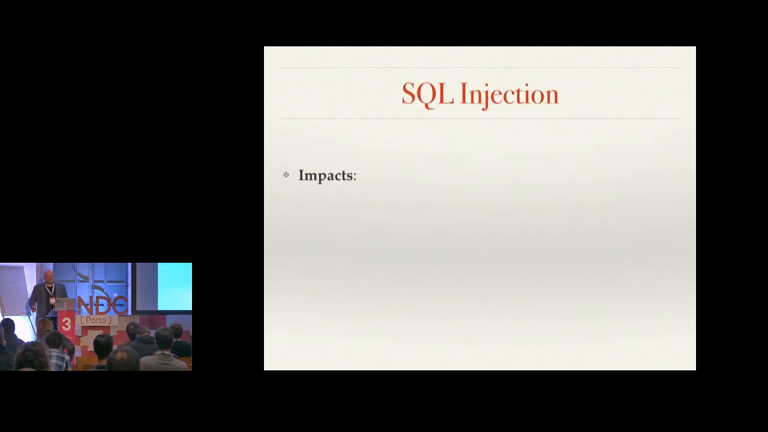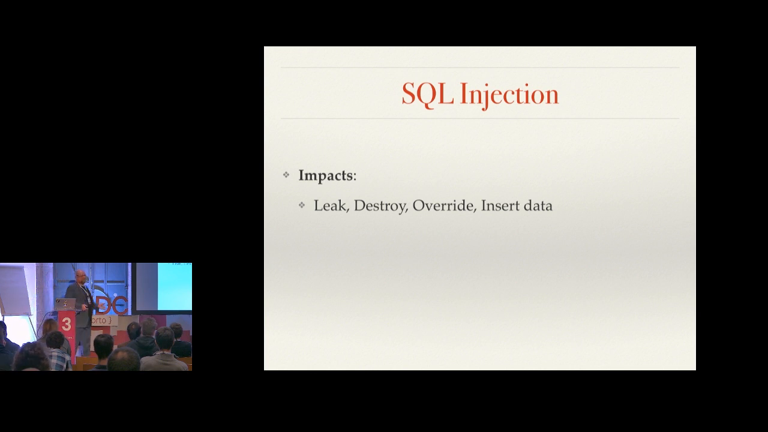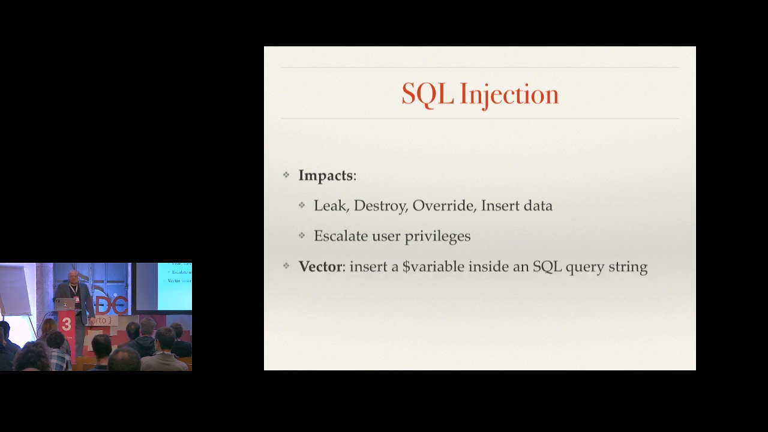So SQL injection has many impacts. It can leak data. It can destroy data. Overwrite it, insert it. It's pretty much ownership of the database at this point. You can escalate user privileges within an application by modifying a few database records. So the vector is pretty simple, okay? When you have an SQL string and you insert a variable in it, and that variable can come from an HTTP request, then you will get owned. It's just a matter of time, okay?